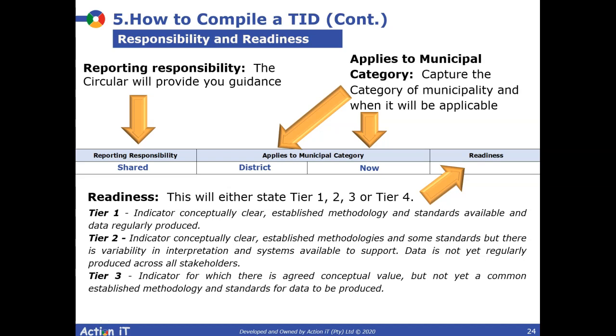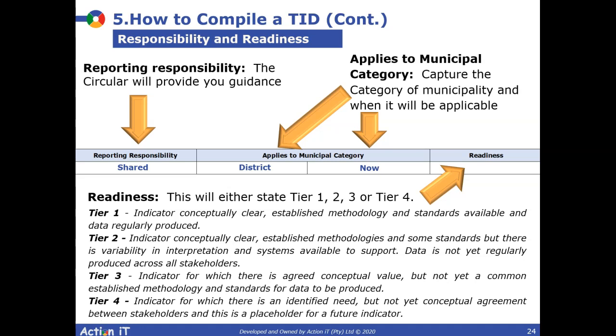You will capture Tier 3 if the indicator for which there is agreed conceptual value, but not yet a common established methodology and standards for data to be produced. You will capture Tier 4 if the need for the indicator has been identified, but there has not yet been a conceptual agreement between stakeholders, and this is a placeholder for the future indicator. In our example, we will capture Tier 2.